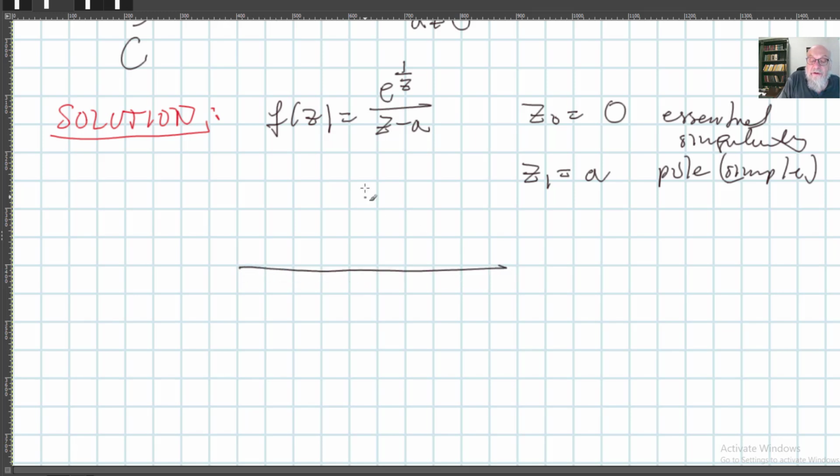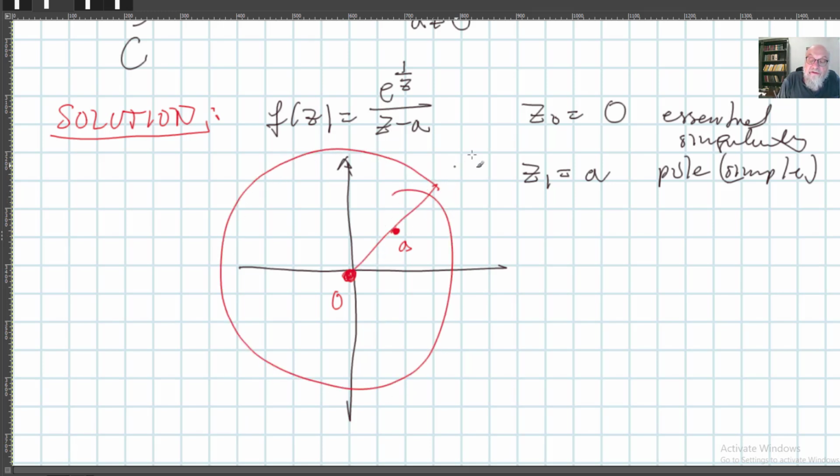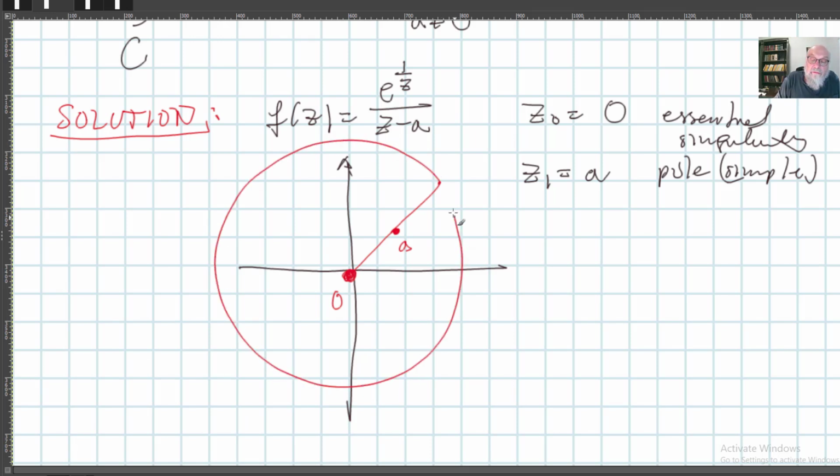So we have here a coordinate system. One singularity is here. This is 0. Another one we don't know what it is. Maybe a kind of a complex number a, which is here. But what I know is that the contour is a circle of double the radius of this distance. So this distance is like a double. So this is my contour C.